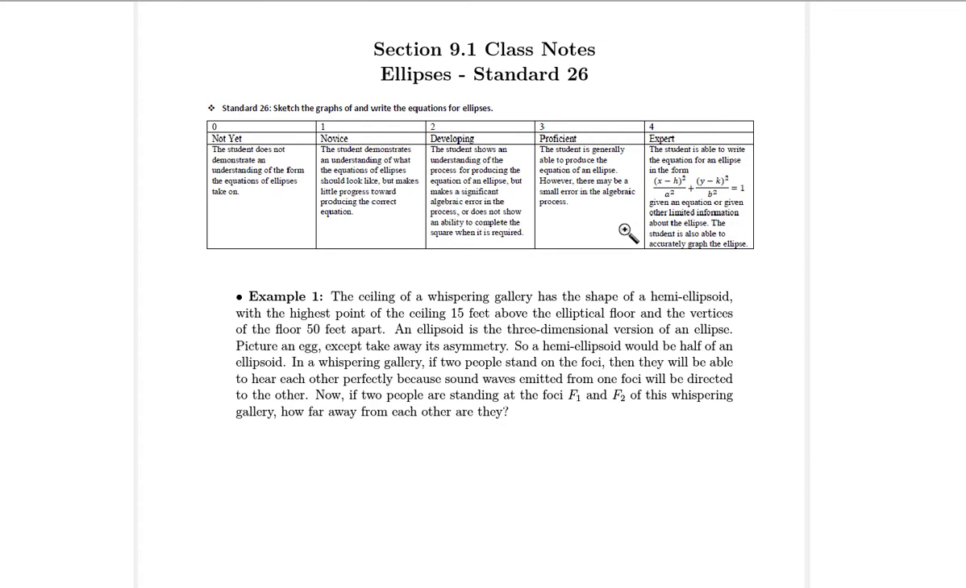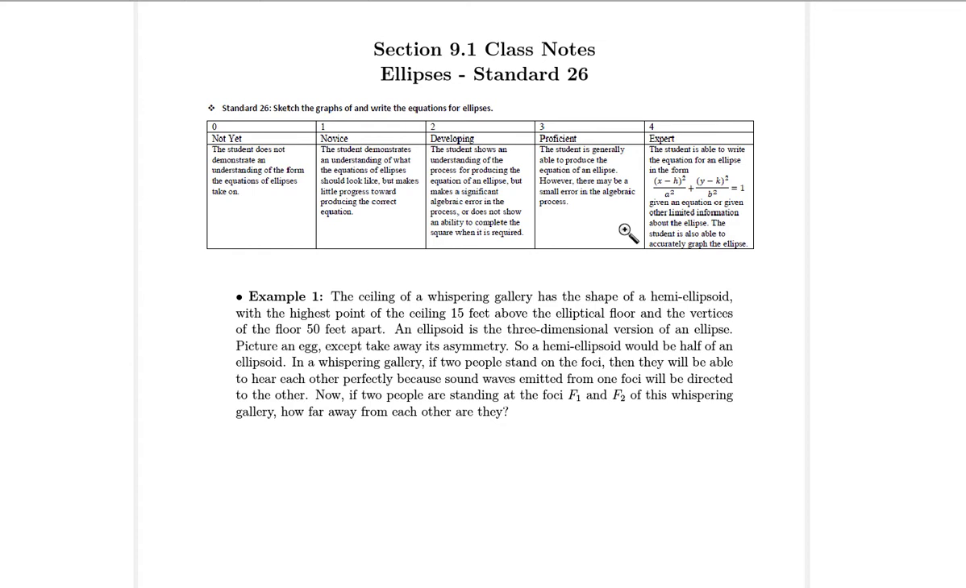Think of an egg, but an egg that's actually symmetrical. A hemi-ellipsoid would be half of an ellipsoid. In a whispering gallery, there are a number of these that exist in various cities. The idea is that if two people stand on the foci, they will be able to hear each other perfectly because sound waves emitted from the foci will be directed toward each other, right?